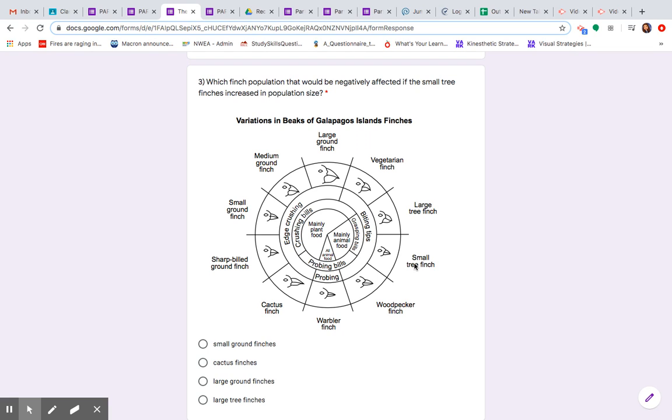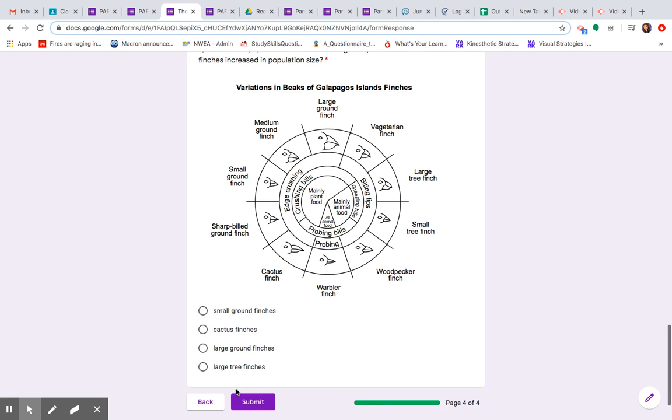So what competes with the small tree finch? 1, the small ground finch, 2, the cactus finch, 3, the large ground finch, or 4, the large tree finch? Take a moment to select your answer. Once you are done, you're going to click submit, and that is it for our Tuesday lesson on the evolution of finches in the Galapagos Islands.